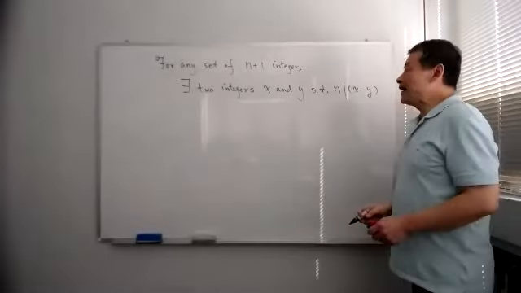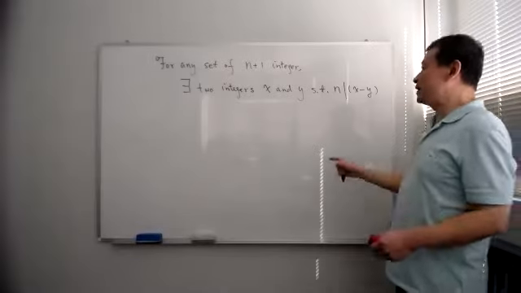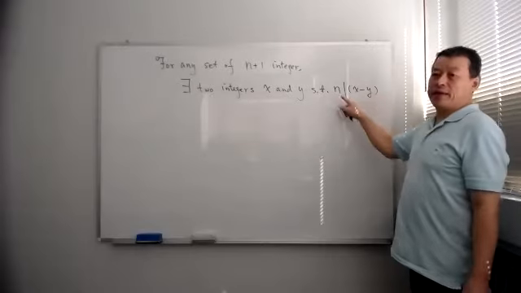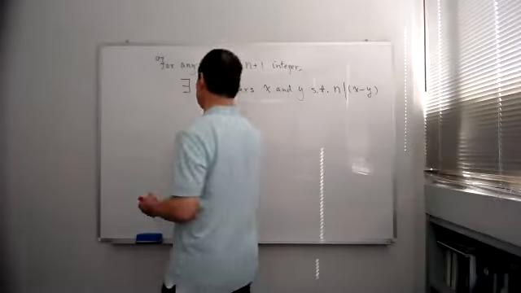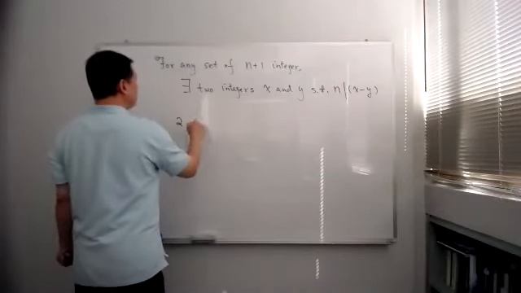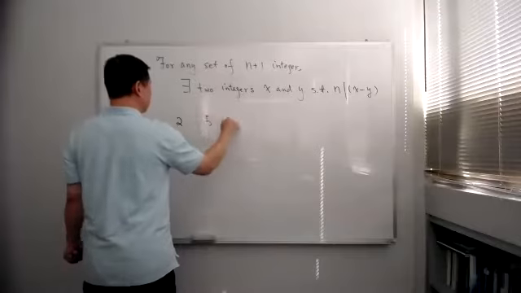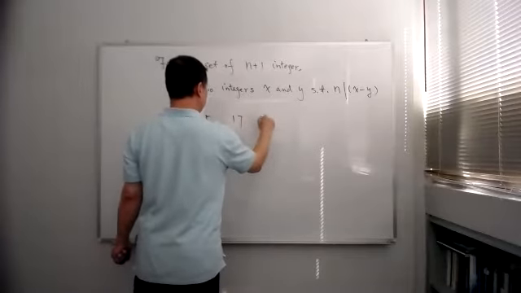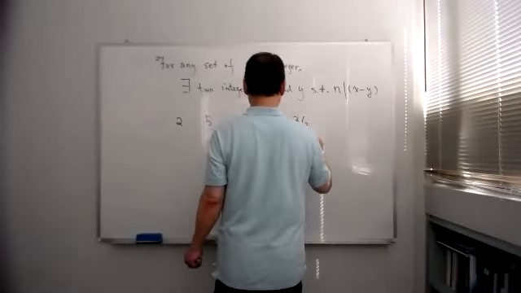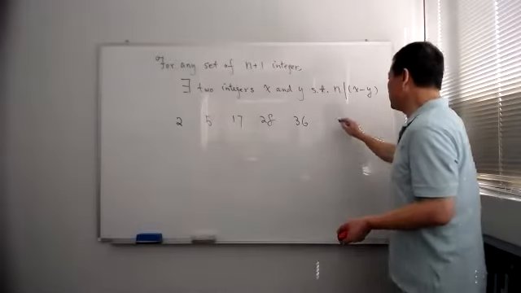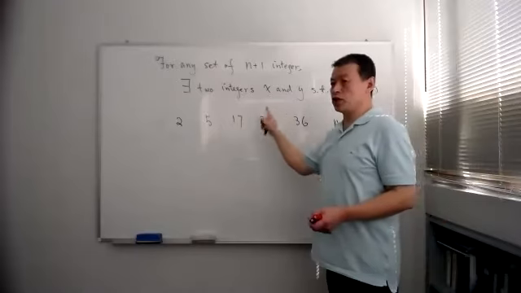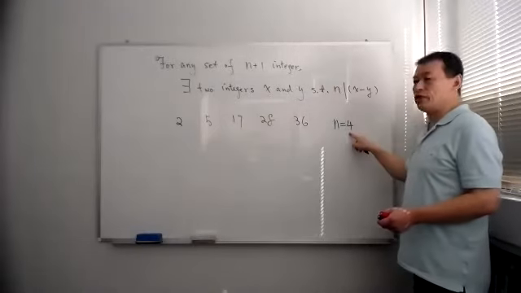Given any set of n plus 1 integers, I can always find two integers, x and y, such that x minus y is divisible by n. So for example, let me give you something, maybe 5 integers. Okay, we have 5 integers, so n equals 4. This statement says I can always find two integers here whose difference can be divided by 4. It's a multiple of 4.